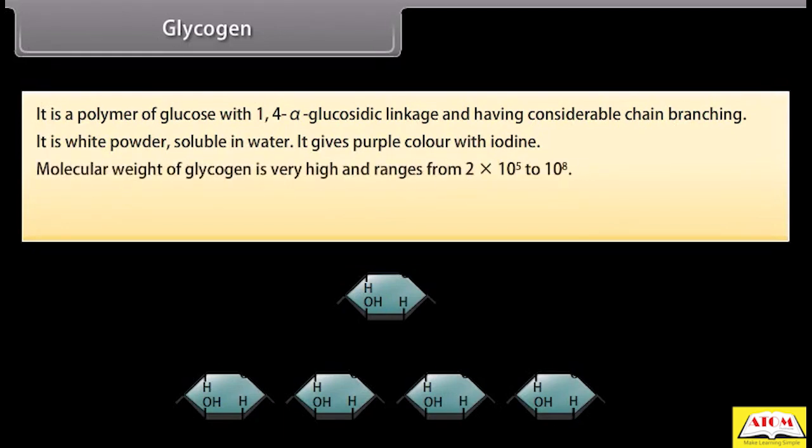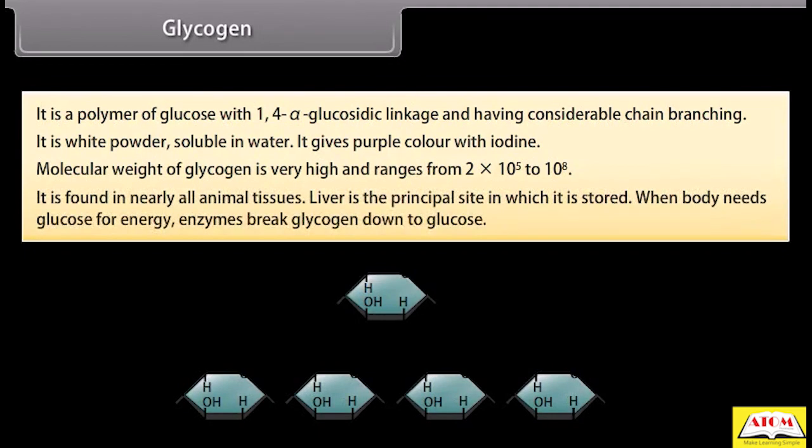The molecular weight of glycogen is very high and ranges from 2 times 10 to the power 5 to 10 to the power 8. It is found in nearly all animal tissues. Liver is the principal site in which it is stored. When the body needs glucose for energy, enzymes break glycogen down to glucose.